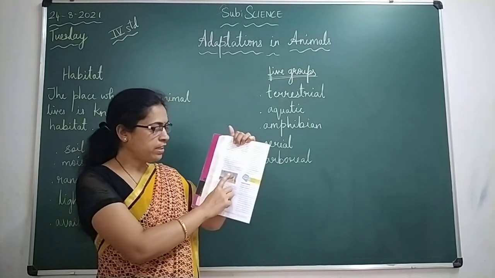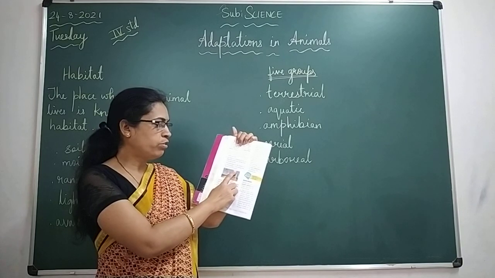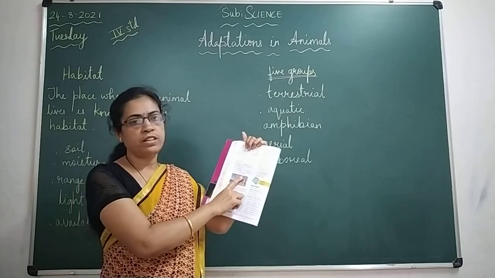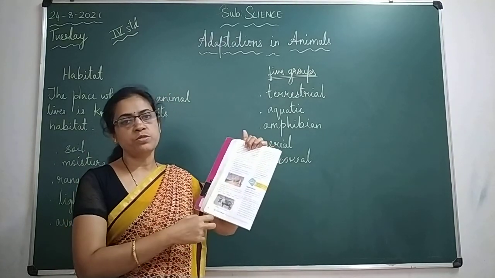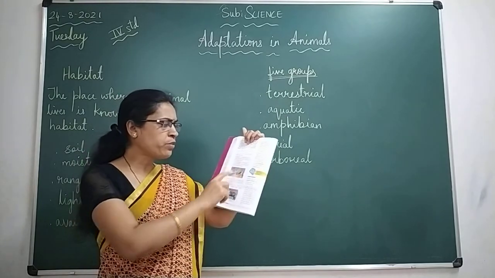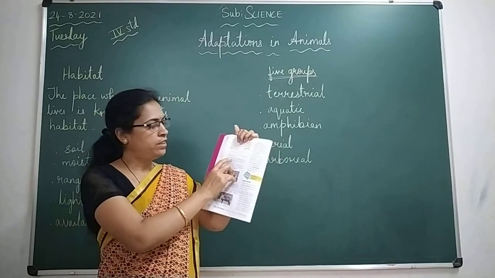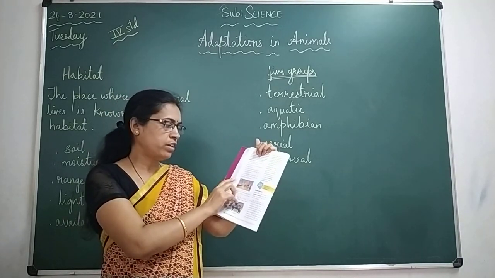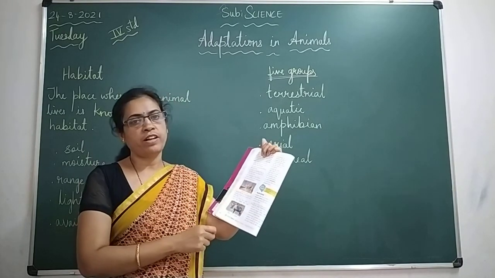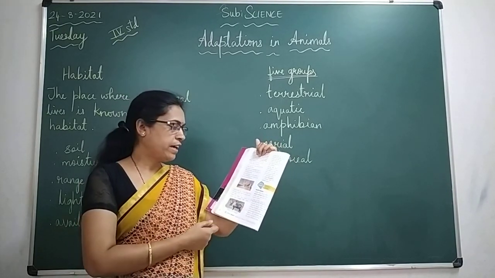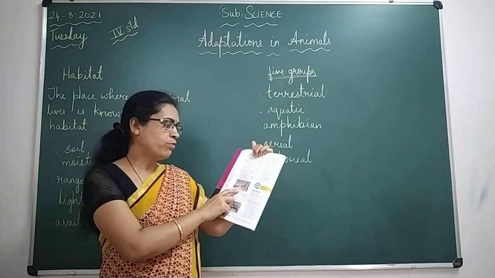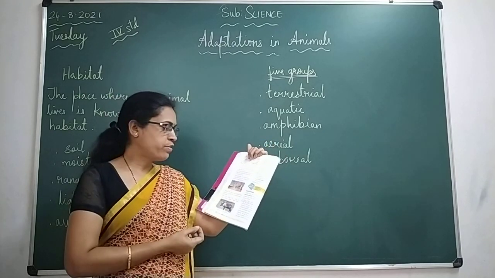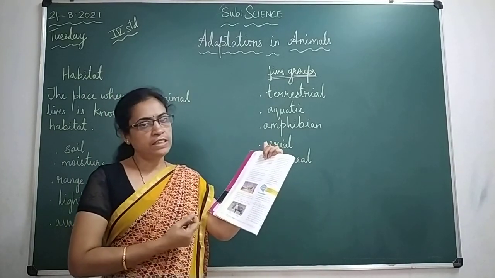And also you can see the hump here. Its hump is known as the reservoir of fat. Reservoir means a storage place. So it stores fat in its hump. When the camel does not get food, it can easily use that fat and survive there. And also children, camels have broad pads on the bottom of their feet, which prevent them from sinking into the soft sand in the desert regions.